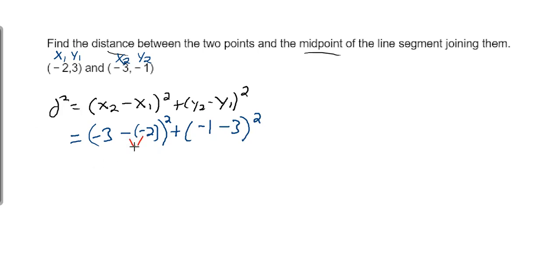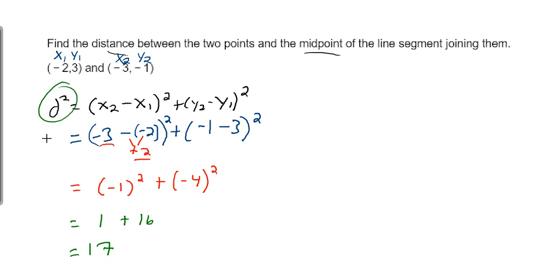This is going to become a +2, so we get -3 plus 2, which is -1 squared, plus -1 minus 3, which gives me -4 squared. We square both of these, so -1 squared gives me 1, -4 squared gives me 16, and 1 plus 16 gives me 17. So be careful, a lot of students will say, okay, my answer is 17, but that actually is not the distance. That is the distance squared.